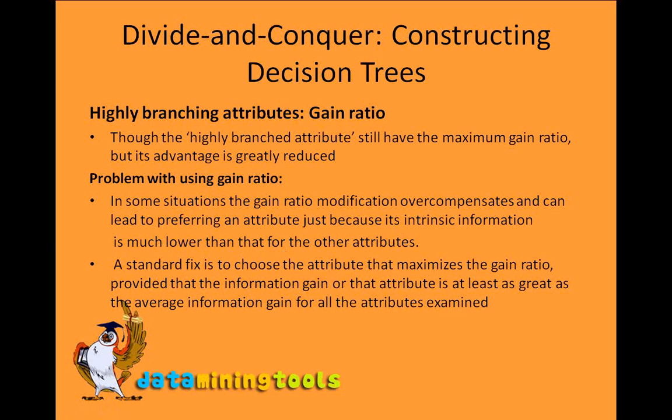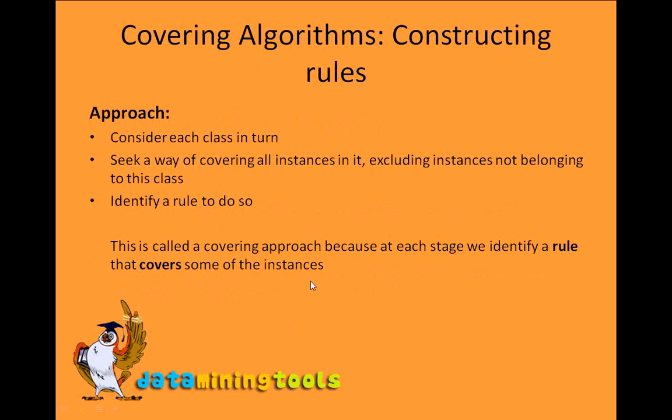A standard fix is to choose the attribute that maximizes the gain ratio, provided that the information gain of that attribute is at least as great as the average information gain for all the attributes examined. So this is how we deal with the problem in gain ratio.